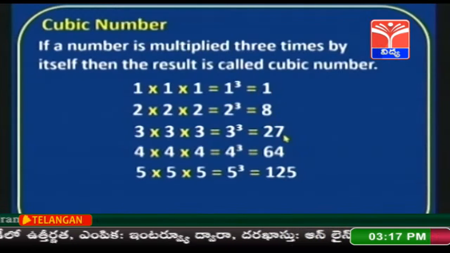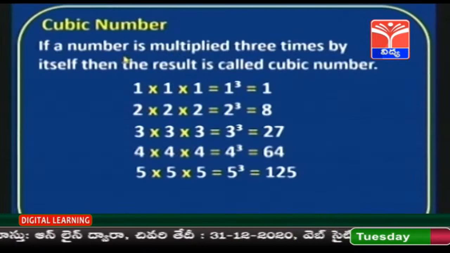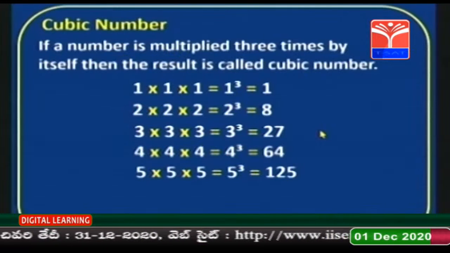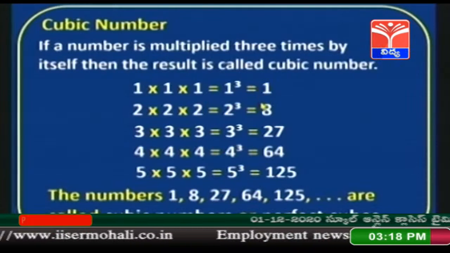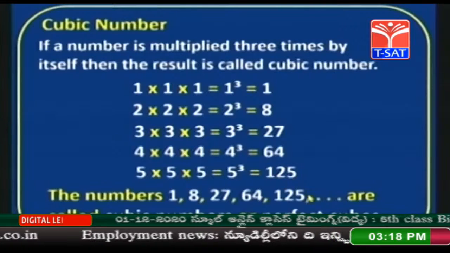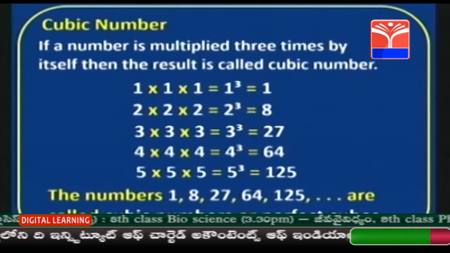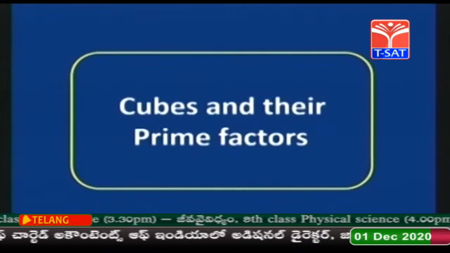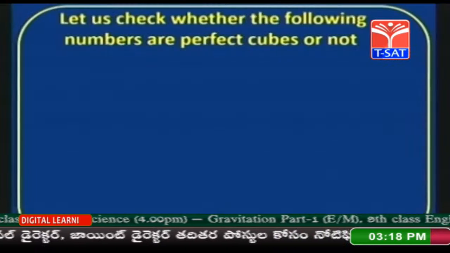So 1, 8, 27, 64, 125 are obtained by multiplying a number by itself. How many times? 3 times. So which numbers can we call these? 1, 8, 27, 64, 125 are cubic numbers, or we can also call them perfect cubes. Now, cubes and their prime factors. Let us check whether the following numbers are perfect cubes or not.